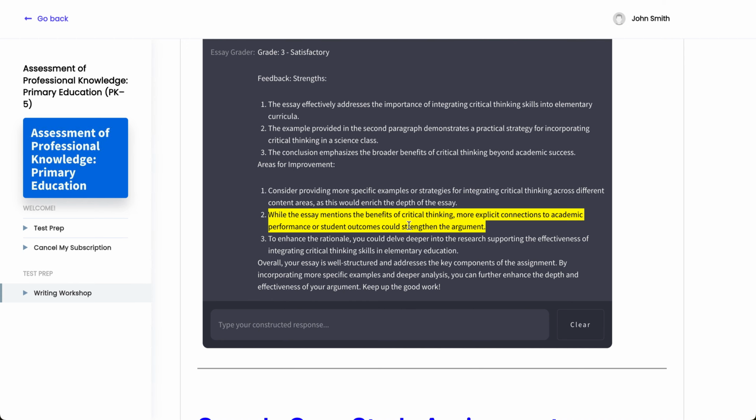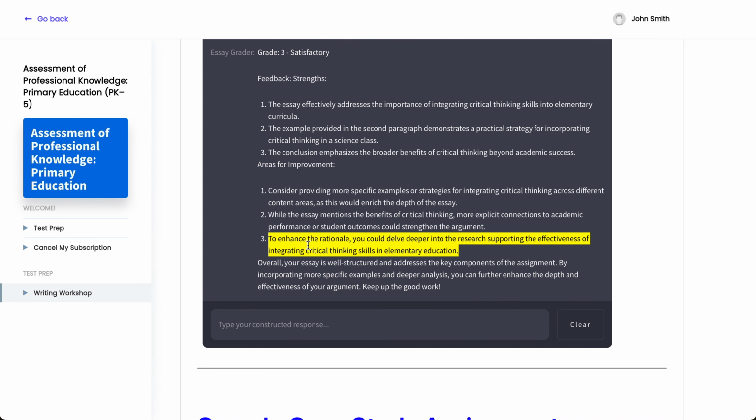While the essay mentions benefits of critical thinking, more explicit connections to academic performance. Okay, actually, I agree with that too. What I should have included in my response was something about, as a teacher, I would provide some type of assessment, whether that's a pre-assessment, a progress monitoring assessment, so that's during the lesson, or a summative assessment for after the chapter, after the lesson, to check the student's understanding. I actually totally agree with that too.